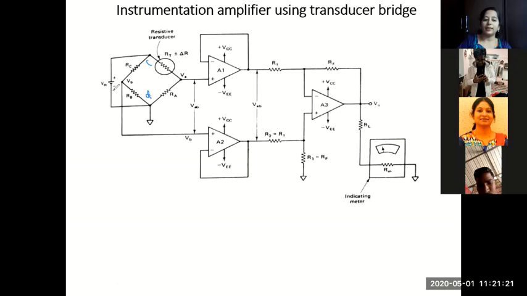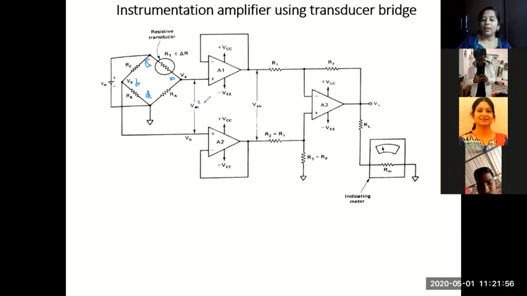So I'm connecting the excitation between points C and D, and this point is A and this is B. I'll be measuring the output voltage between the points A and B. Between these two points the output is measured. Since we are measuring the voltage at this point as VA and the voltage at this point as VB, the combined effective voltage in between this and this point can be called VAB.